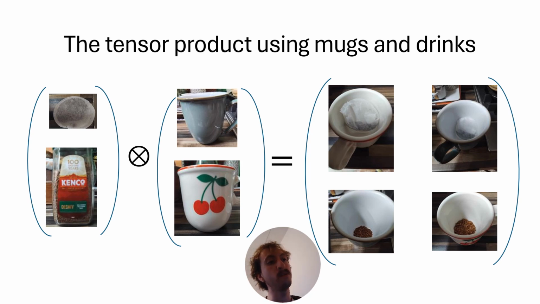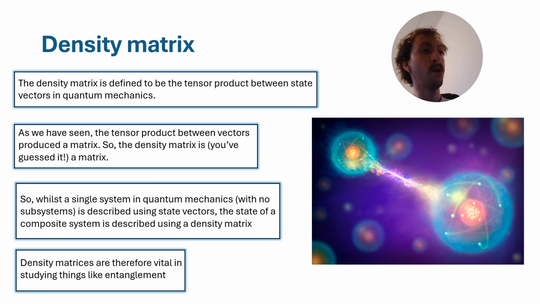And so now we've talked a little bit about the tensor product, we're going to finish this by wrapping up by talking about entanglement. So, as we've said, the density matrix is defined to be the tensor product between state vectors in quantum mechanics, and so the state of a composite system is actually described using a matrix.